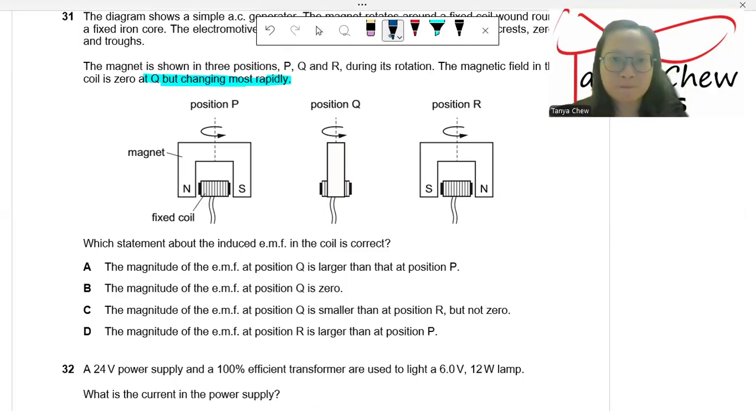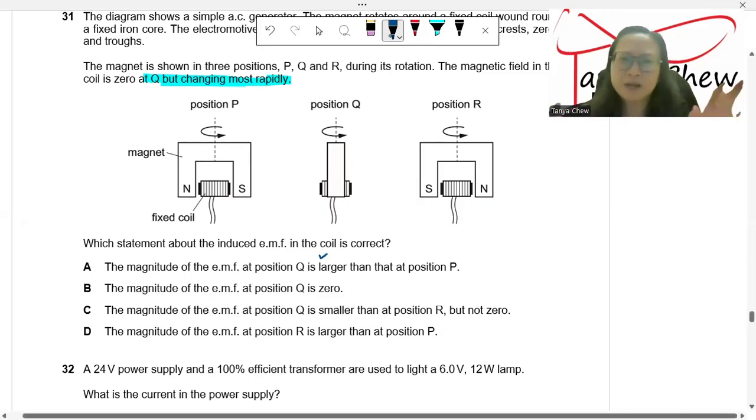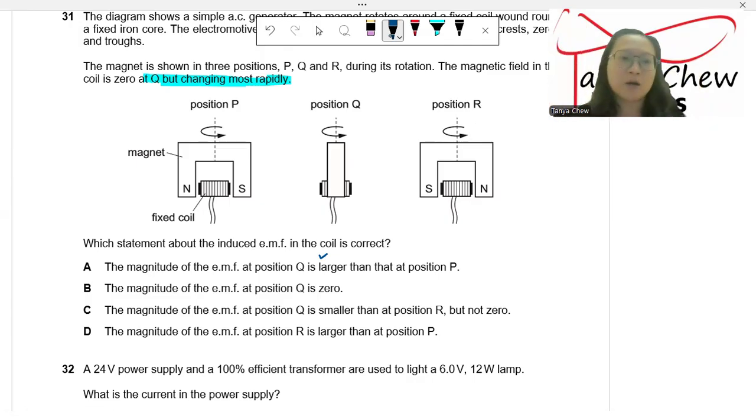Could you see that for position P and position R, there is no cutting of magnetic field because the wire is here and the magnet is just outside of the wire when it rotates. So I would say the EMF induced in position P and position R would be equal to 0. And position Q, this is the wire between the magnetic field of the magnet. So when the magnet rotates, it will give maximum cutting of magnetic field, which induces the most EMF. Maximum EMF will be induced at position Q. So that is why the magnitude of the EMF at position Q is definitely, because it is maximum, larger than position P and position R. A is the answer.